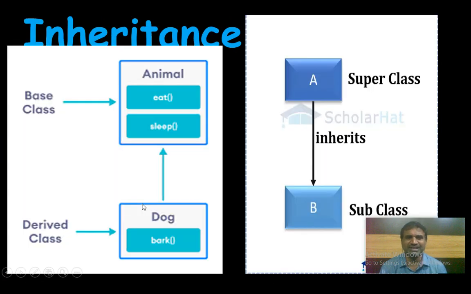Let's see the example here. For example, here we have an animal class and a dog class. Animal class is also called the base class, whereas dog class is also called the derived class. So animal has basic facilities like eat and sleep methods, which are derived by the derived class dog, which also adds some additional functionality called bark. So this is a simple example which will illustrate how we are inheriting the features and adding additional features also.